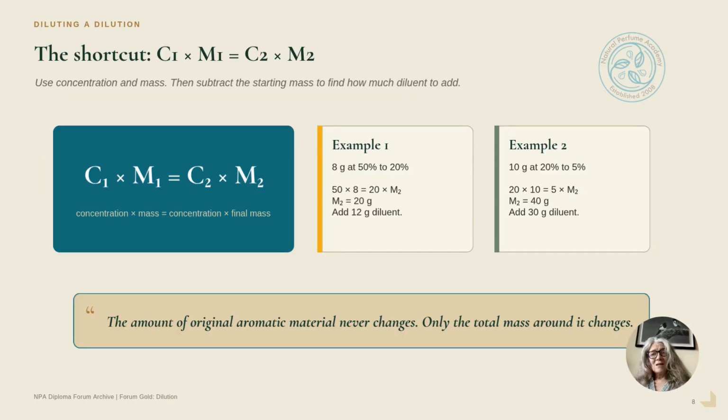The formula is useful, but the picture behind it matters more. The aromatic portion remains constant. Only the amount surrounding it changes. Once that is understood, diluting an existing dilution becomes far easier to visualize.